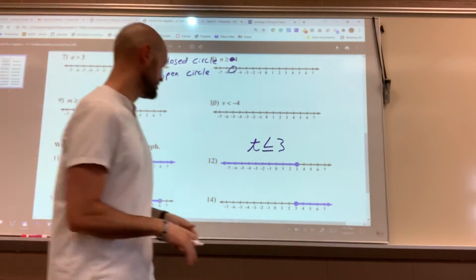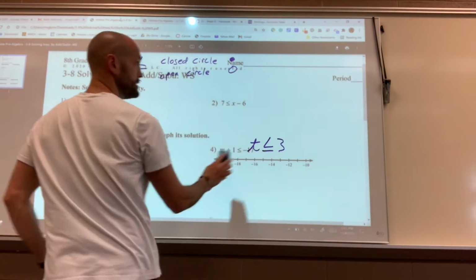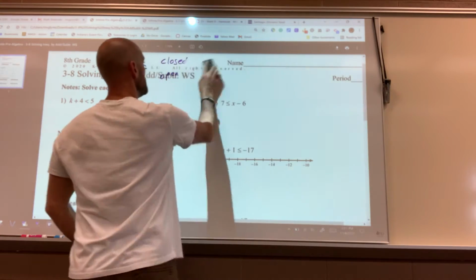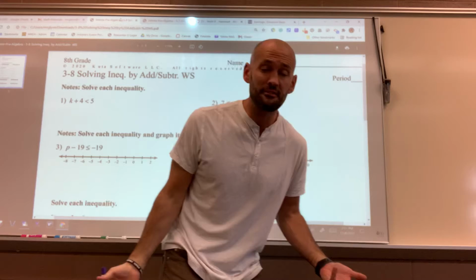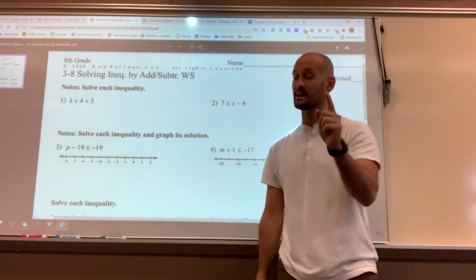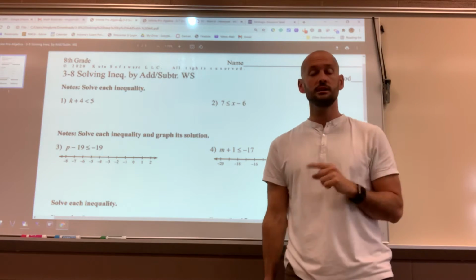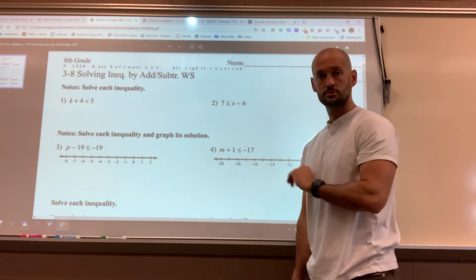Now, flip it over. Here we go. 3-8. I'll tell you your assignment here in a second. Oh no! We've got to solve. Yeah, but haven't you been solving? Look how easy the solution is. Right now, and I'm saying right now for a reason, the next day you'll see a little difference. But right now, treat this like an equal sign.